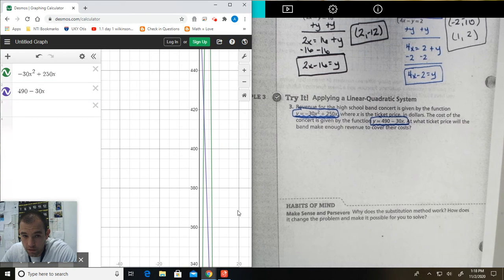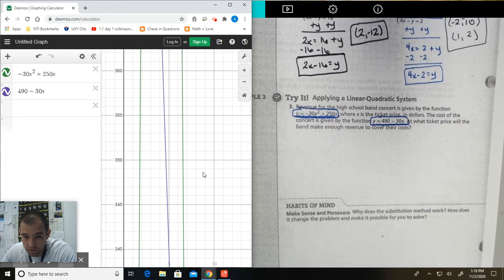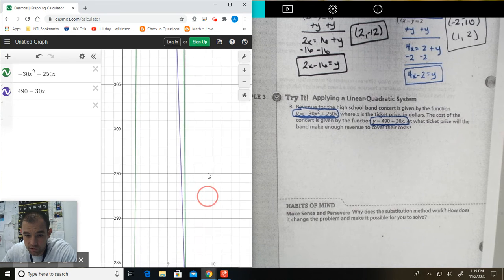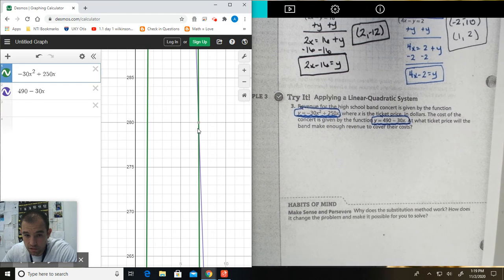Everybody, hopefully you're with me. It's really hard to tell on these graphs exactly where they're crossing, but you can just zoom in. That's the beauty of Desmos, right? You can just zoom in or zoom out. So we're basically just looking for where these cross. And it was 7, 280.